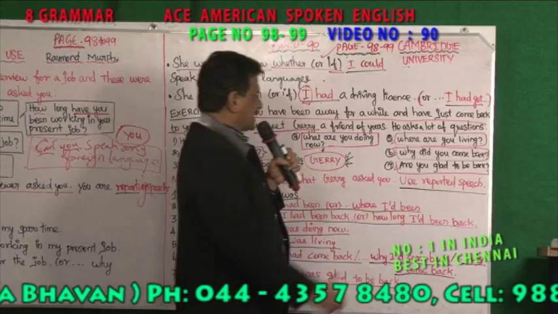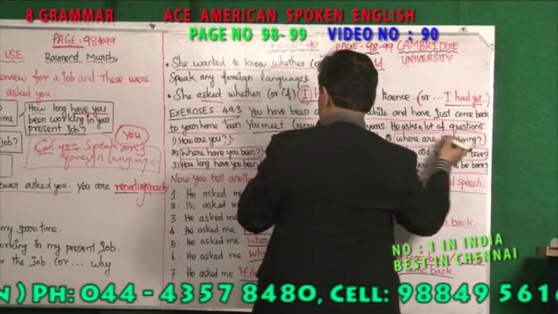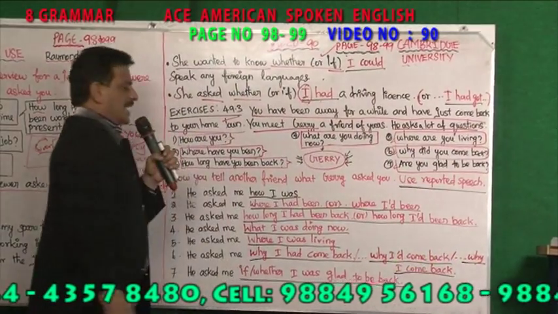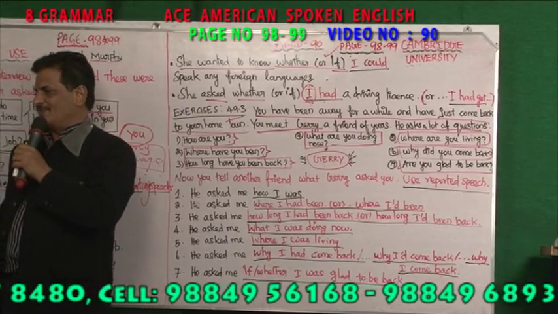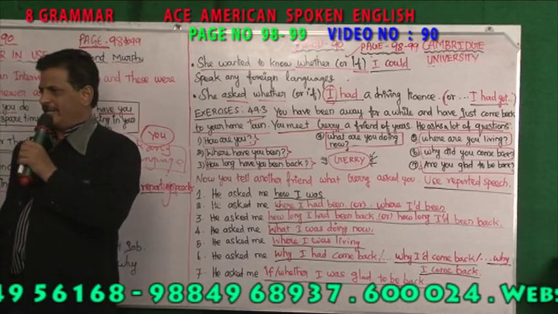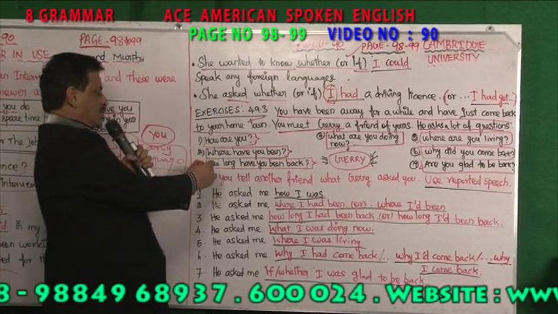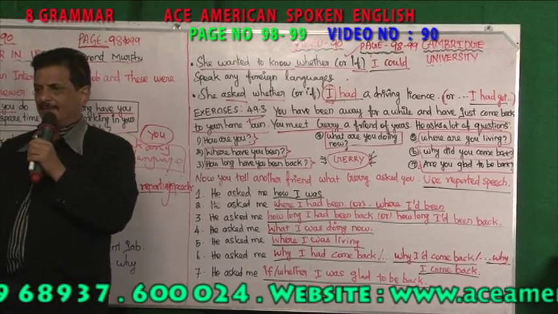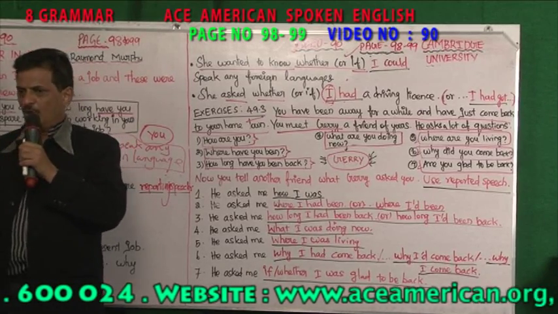Jerry. He asks a lot of questions. What does he ask? He asks you a question. How are you? Jerry asks you a question. What does he ask you? How are you? Number two, he asks, where have you been? Where have you been all these days? Third question, he asks you, how long have you been back? When did you come back to Chennai? How long have you been back?